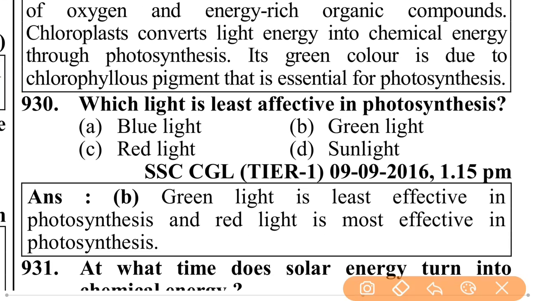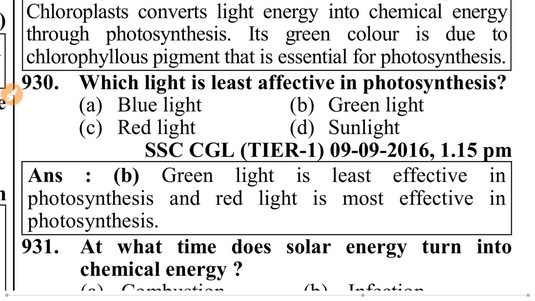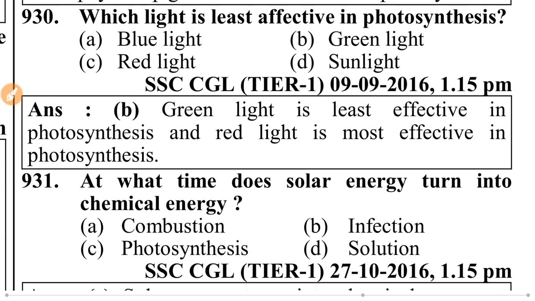Which light is least effective in photosynthesis? That is, green light is least effective in photosynthesis. Green light is least effective and red light is most effective in photosynthesis.